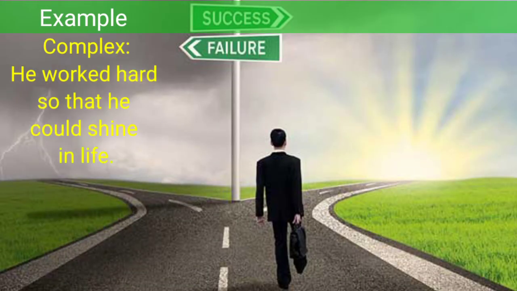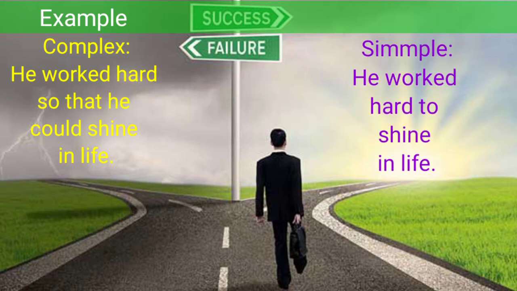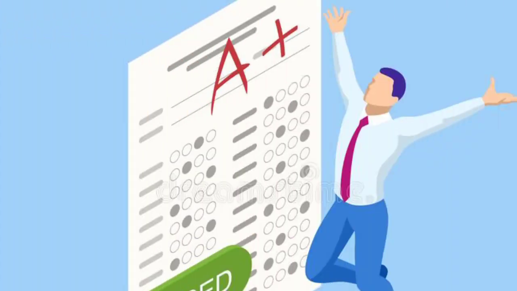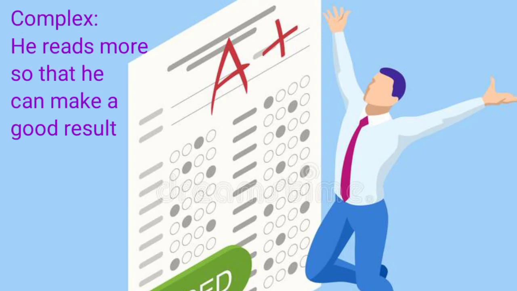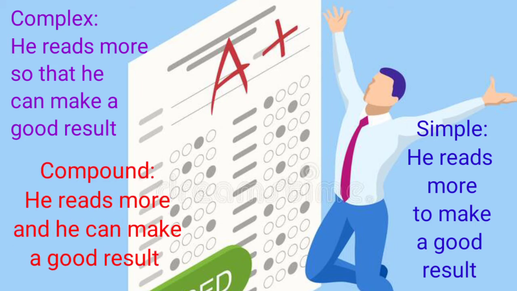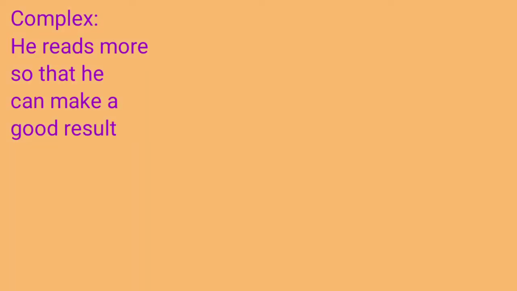For example, complex sentence, he worked hard so that he could shine in life. Simple sentence, he worked hard to shine in life. Compound sentence: he worked hard and he could shine in life. Another example, complex sentence: he reads more so that he can make a good result. Simple sentence: he reads more to make a good result. Compound sentence: he reads more and he can make a good result.